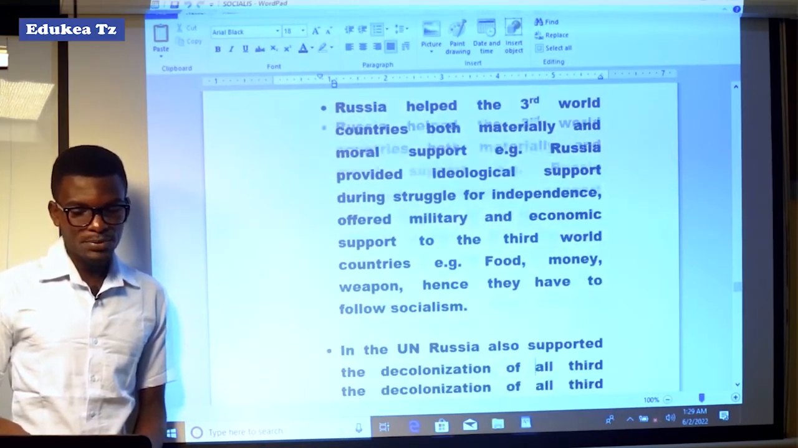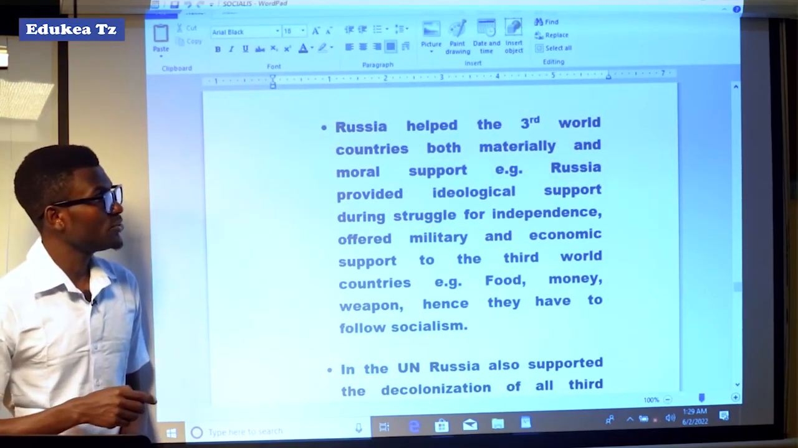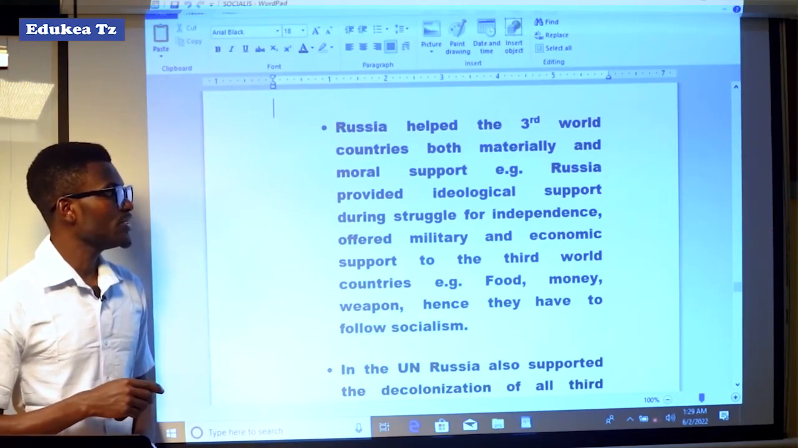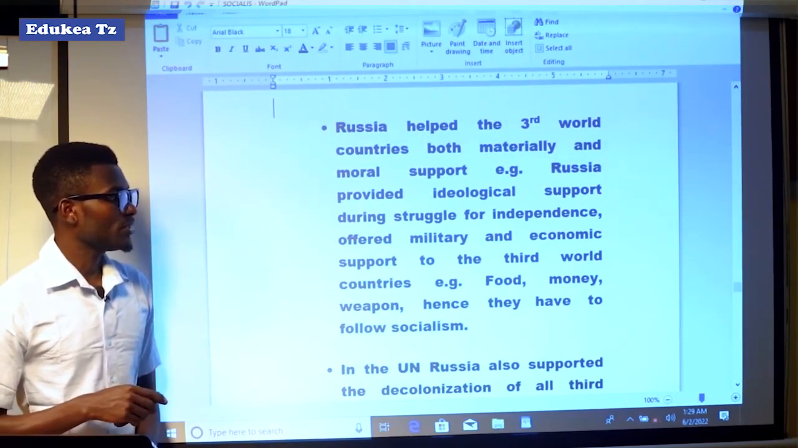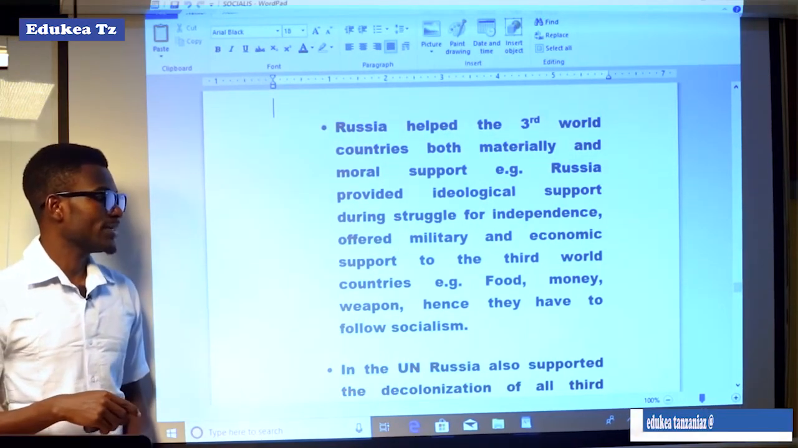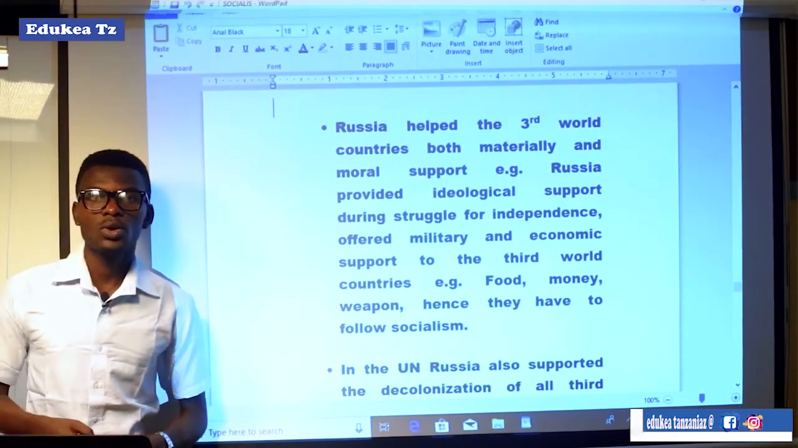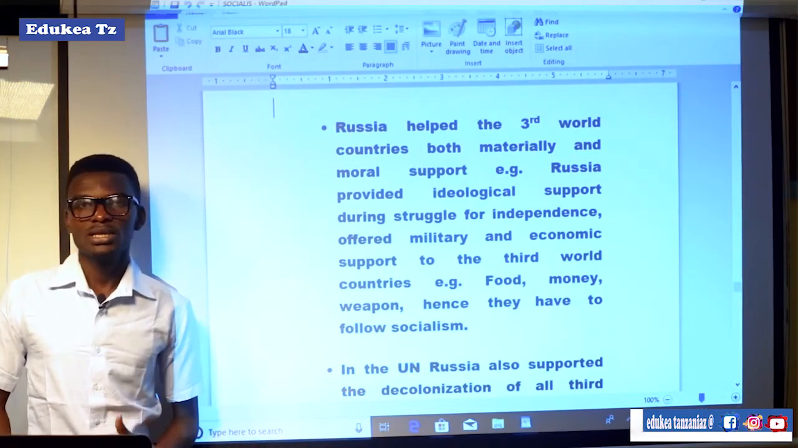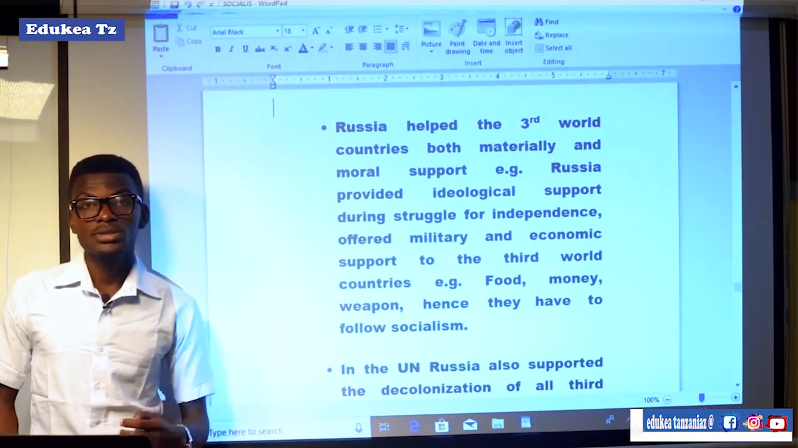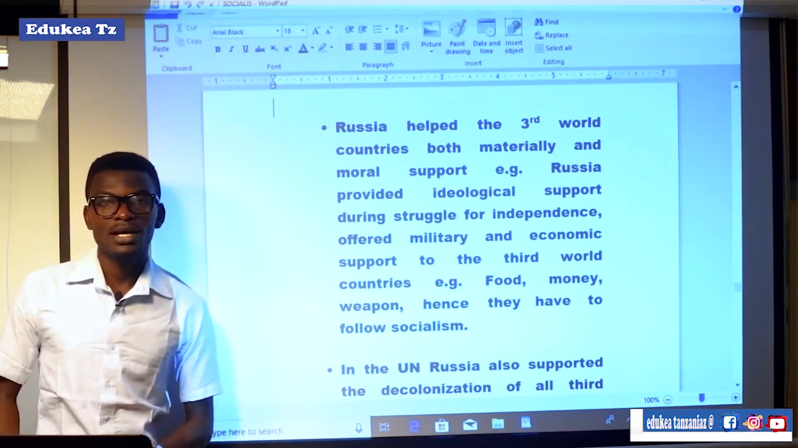Also, Russia helped the third world countries both materially and with moral support. For example, Russia provided ideological support during the struggle for independence, and offered military and economic support to the third world countries, for example food, money and weapons, hence they had to follow socialism. It means that during the nationalistic or independence struggle, those third world countries got assistance morally and materially from Russia and the socialist countries.